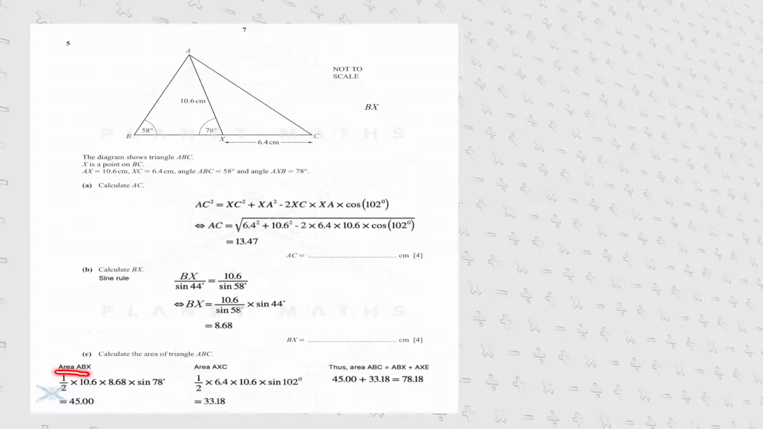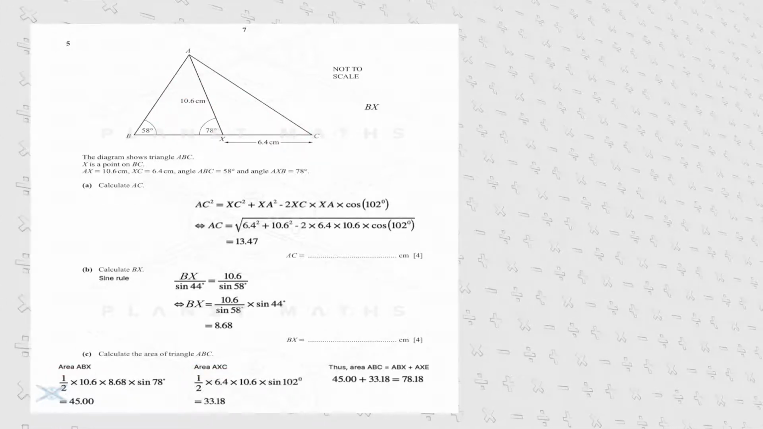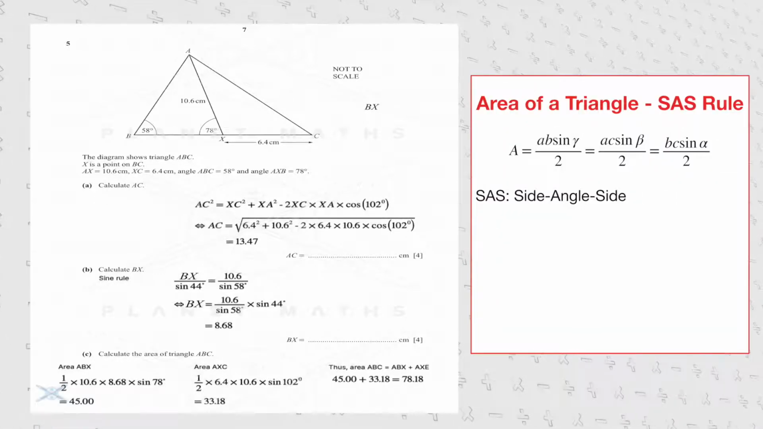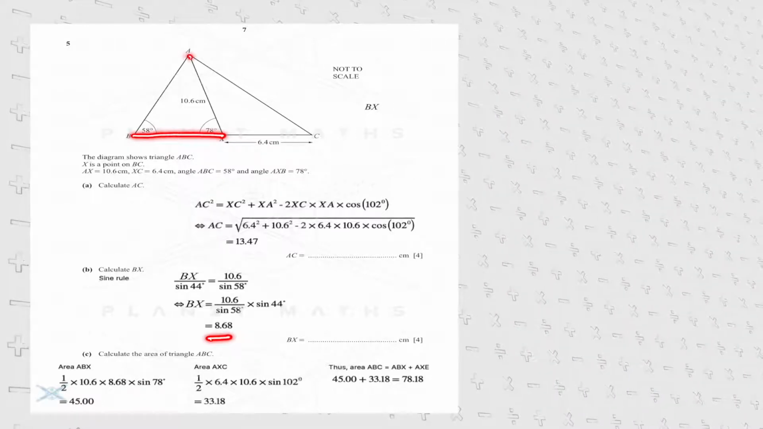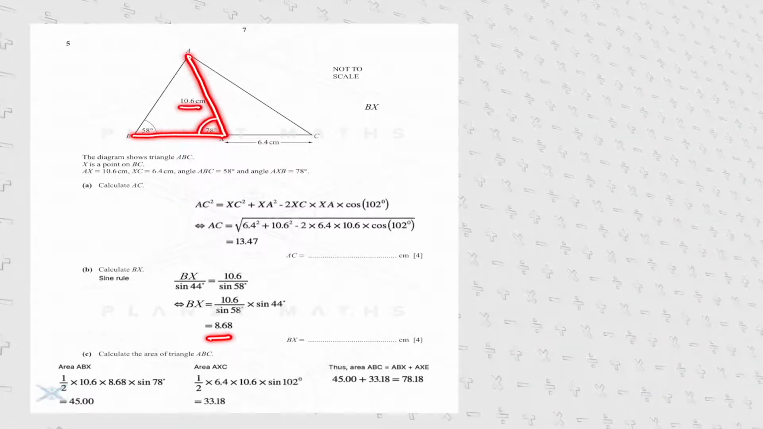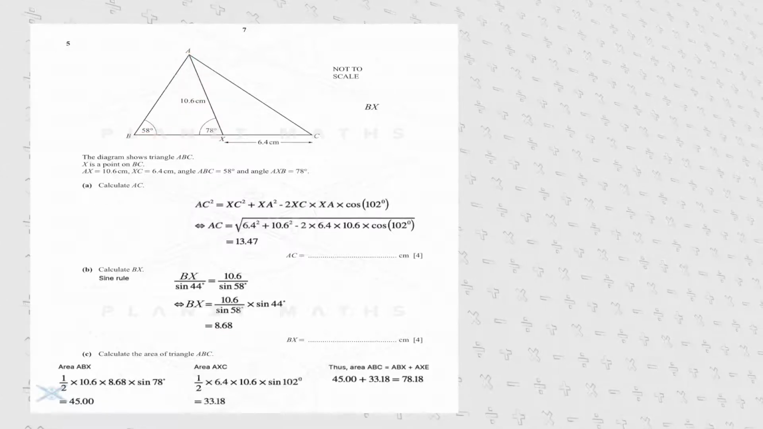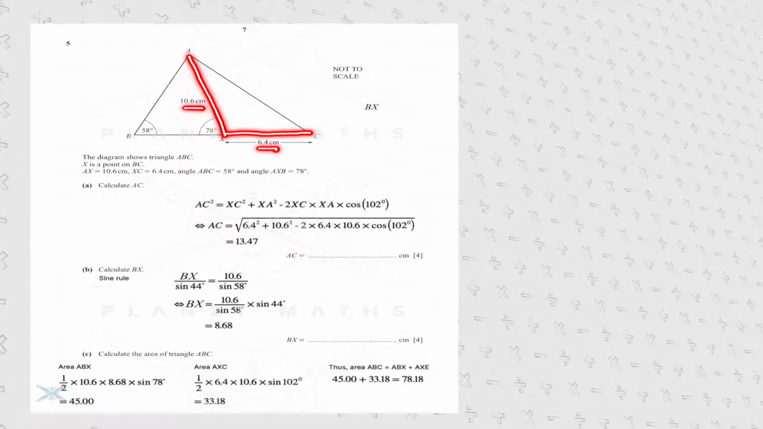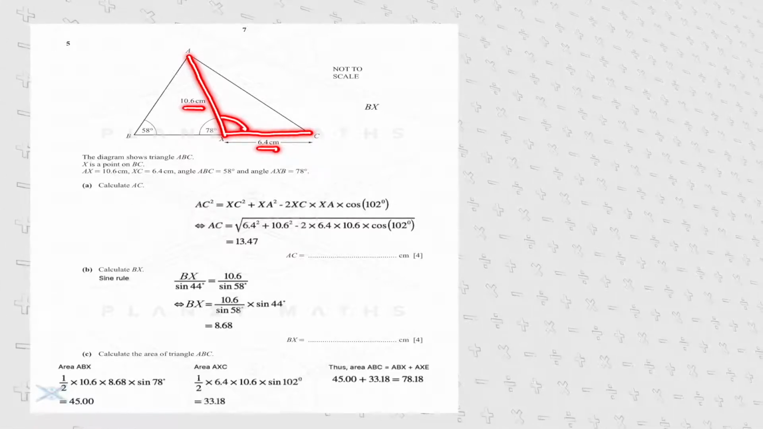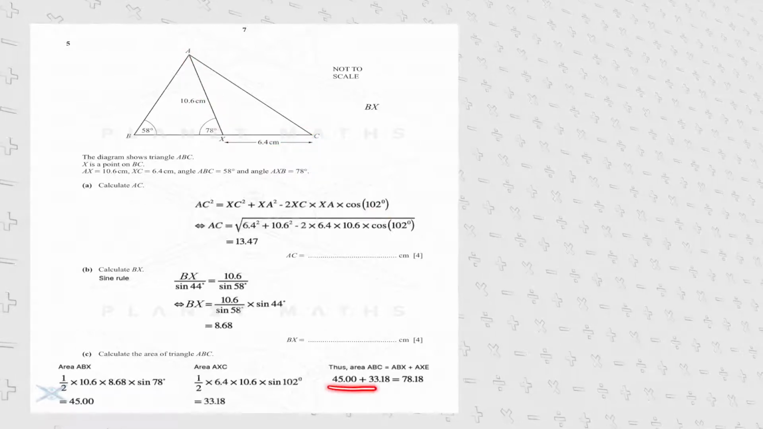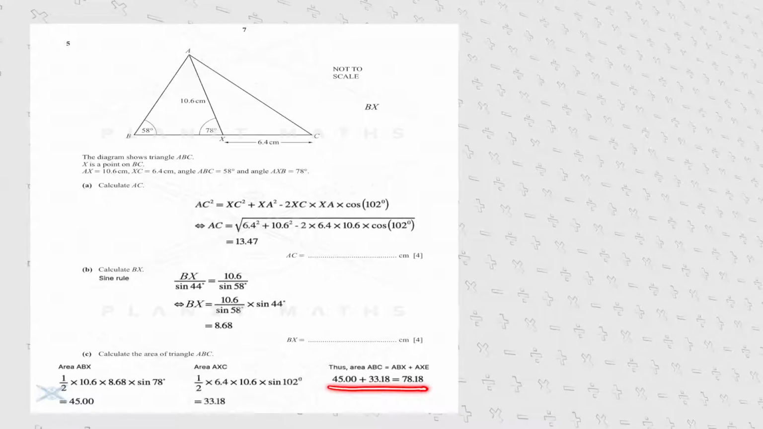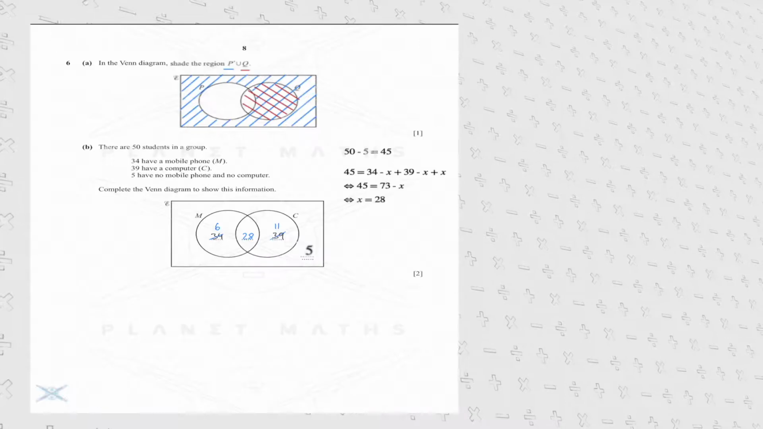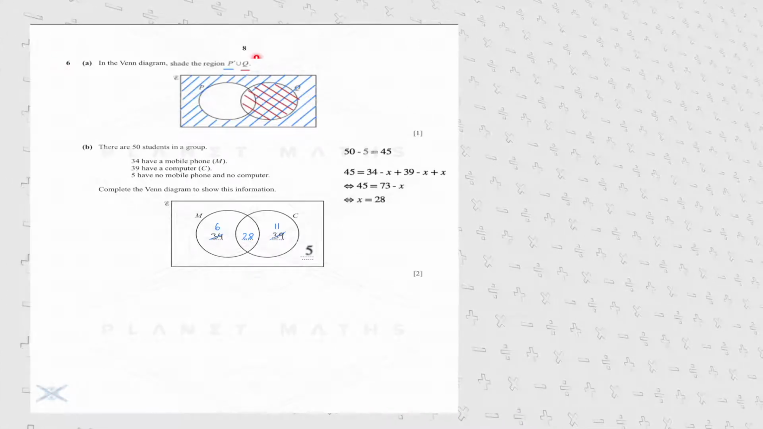The area for both of those smaller triangles can be found using the SAS rule for determining the area of a triangle. So in the first case, SAS is determined by BX, which has just been calculated, AX, which is provided, and the enclosed angle, which is also provided. As for triangle AXC, we are again working with AX and XC, since their lengths have been provided, as well as the angle AXC that we also already have determined in part A of this exercise. After adding both of those areas up, we can conclude that the size of the area of the triangle ABC is 78.18 centimeters squared.